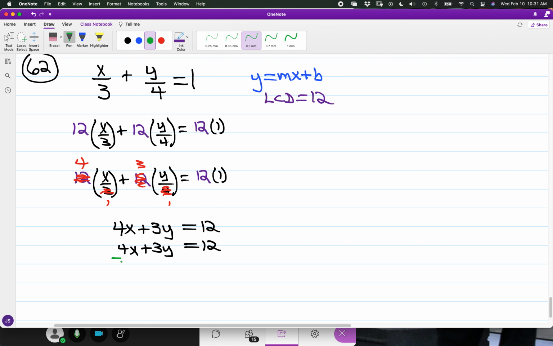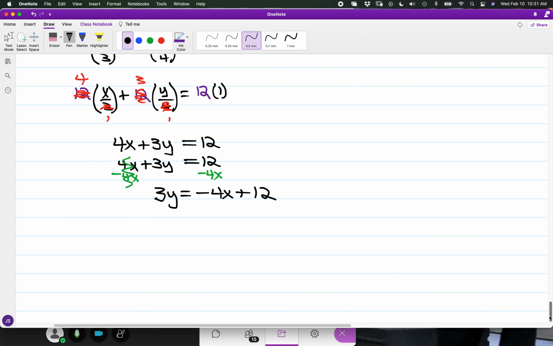If I take 4x away from both sides, we have 3y is equal to -4x + 12. And with division by 3, we're going to have that y is equal to -4/3 of x + 4.